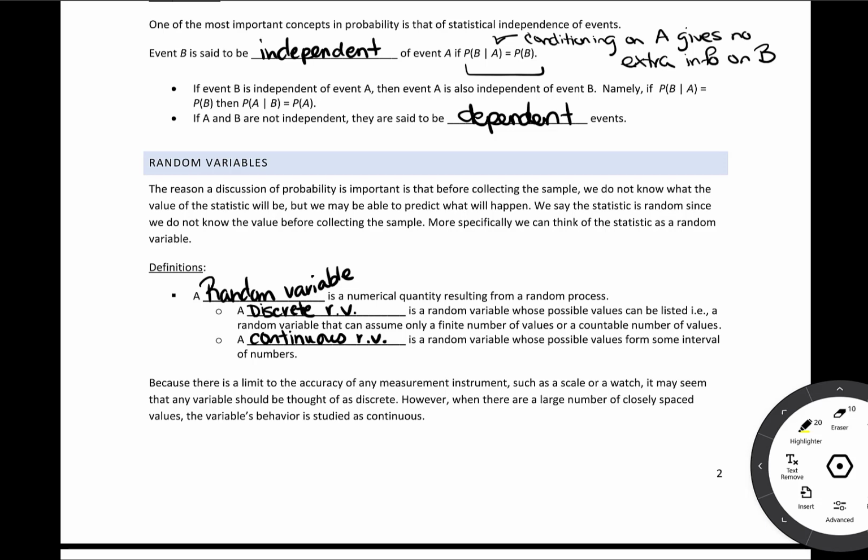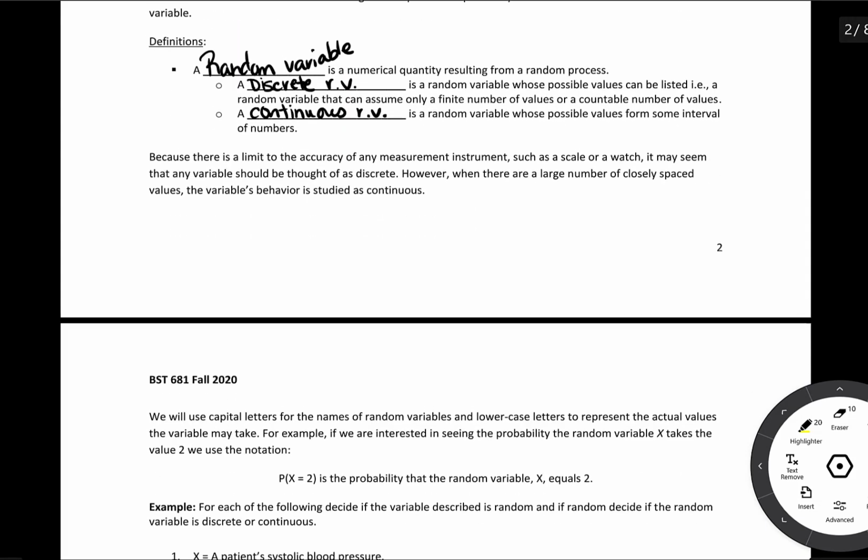Now, just like with when you talked about variables before, because there's a limit to the accuracy of any measurement instrument, such as a scale or a watch, it may seem that any variable should be thought of as discrete. However, when there is a large number of closely spaced values, we do study it as continuous.